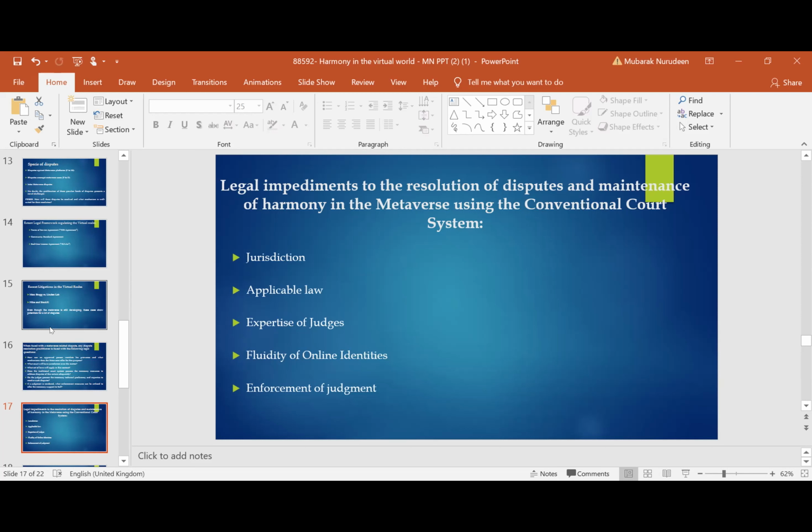The enforcement of the judgment. So, like I said earlier, the enforcement of the judgment is another basic or fundamental issue that any person whose right has been violated within the metaverse space would grapple with. How do I necessarily enforce these judgments that I've gotten from the courts?